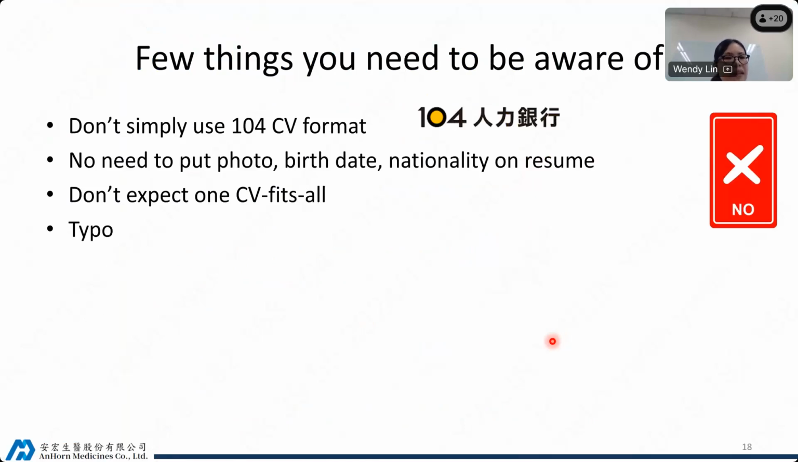And then in the end, definitely you need to proofread your resume before sending it out to the company. So be sure that there is no typo in your writing.